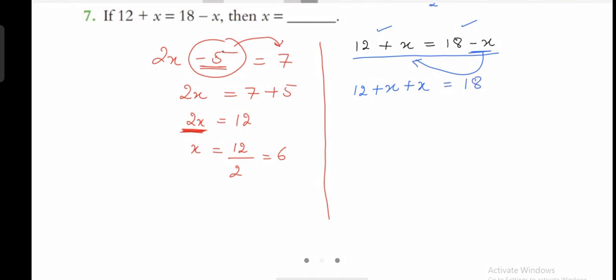Further, what do we do? Now we have both the values of x on one side, but we still have this 12. We have to take the 12 to the other side. Why do we have to take this 12 to the other side? Because as I have already told you, we will take all the numerical values on one side of the equal sign and the variable on the other side. So if we do this, we get x plus x, which will be equal to 18 and then minus 12. Why minus 12? Because this was positive 12 over here. When it goes to the other side of the equal sign, it converts into negative 12.